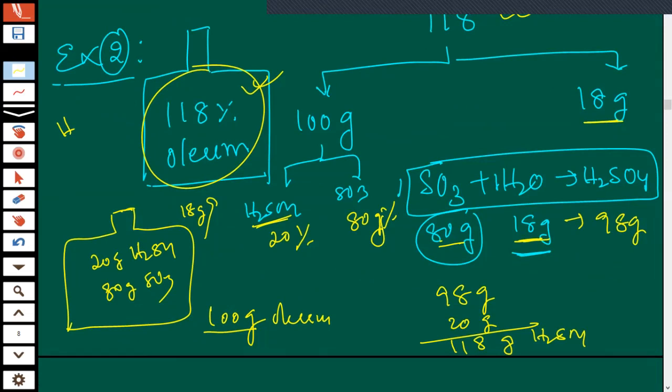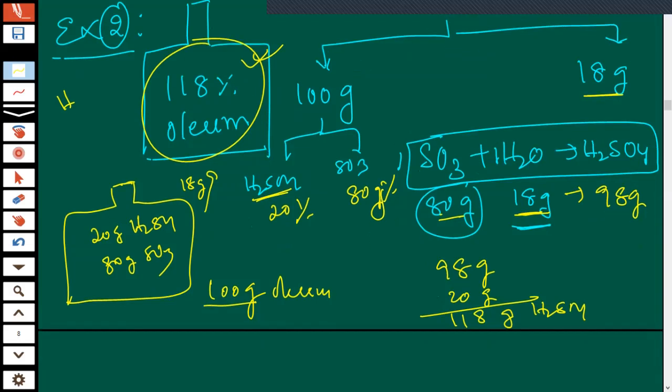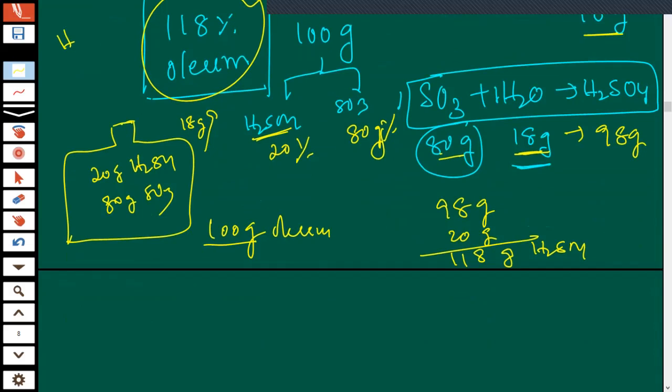We will always take 100 gram of oleum. What has this 18 gram done in the solution? It reacted with SO3 and converted SO3 into H2SO4. 18 gram of water will react with how much quantity of SO3? 80 gram. And how much sulfuric acid will we get? 98 gram. Law of conservation of mass.